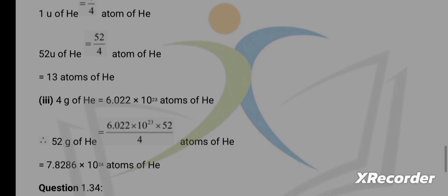Now you all know that 1 mole has 6.022 into 10 to the power 23 particles. So 1 mole is also equal to the 4 gram because the 4 is the mass of the helium. So we can write it 4 gram is equal to 6.022 into 10 to the power 23. So you have to calculate in the 52 gram. So multiply by 52. So the answer is 7.8286 into 10 to the power 24 atoms of helium.